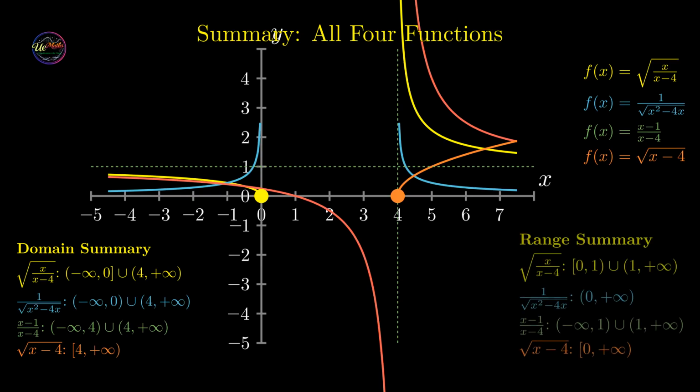Observation 2. Range. The square root of x over x minus 4 has range 0 to 1 closed open, union 1 open to infinity. 1 over the square root of x squared minus 4x has range 0 open to positive infinity. X minus 1 over x minus 4 has range all reals except y equals 1. The square root of x minus 4 has range 0 to positive infinity, closed at 0.